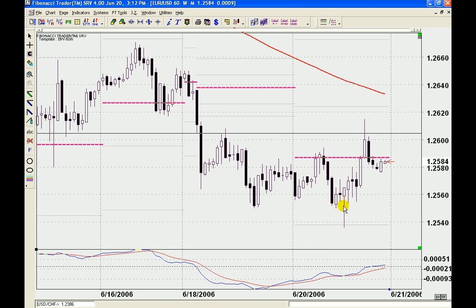The Euro had spiked down to the S1 pivot and made an attempt to move below the low but failed to hold, formed a hammer, and then rallied up to this level of resistance.